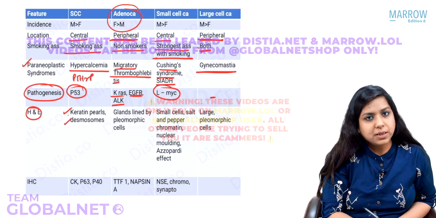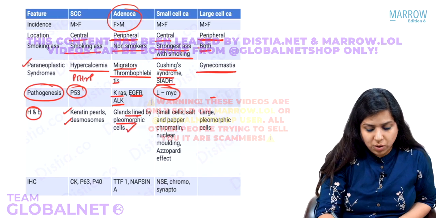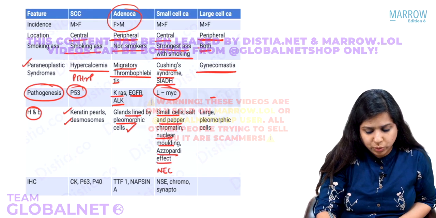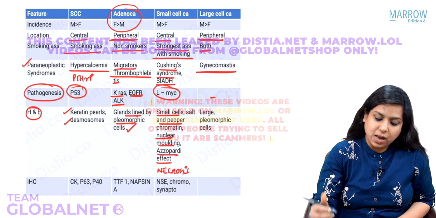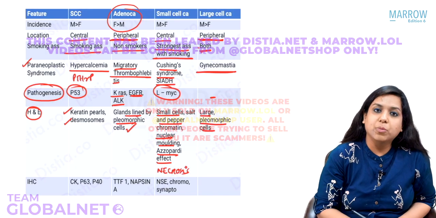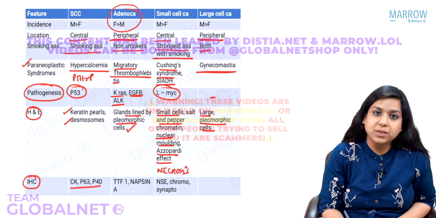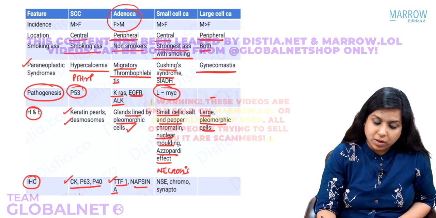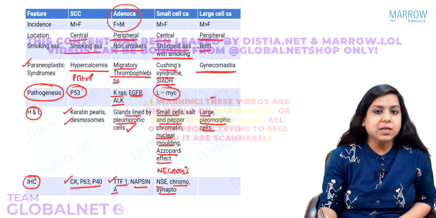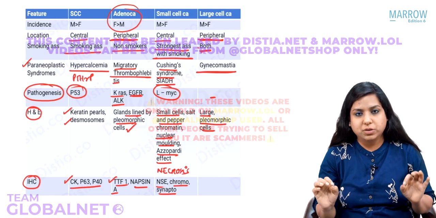Microscopically, keratin pearls and desmosomes for SCC, glands lined by pleomorphic cells for adeno. Small cells, salt and pepper chromatin, nuclear molding, Azzopardi effect and necrosis are 5 histopathological features of small cell lung cancer. And large cells, you see large, highly pleomorphic cells, correct? Immunohistochemical markers, squamous cells, CK, P63, P40, you all know. Adeno, TTF1, napsin A. Small cell, NSE, chromogranin, synaptophysin, and large cell is a diagnosis of exclusion because none of the markers are positive, correct?